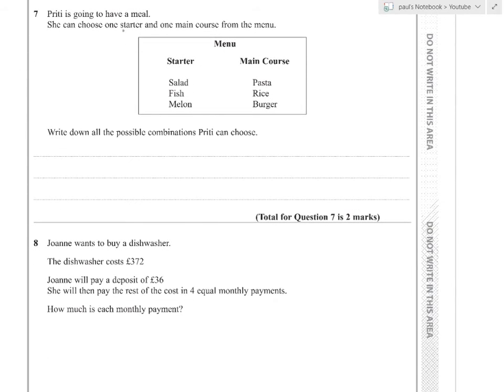Pretty's going to have a meal. She can choose a starter and a main. All the possible combinations. So salad, pasta, salad, rice, salad, burger, fish, pasta, fish, rice, fish, burger, melon, pasta, melon, rice, melon, burger.